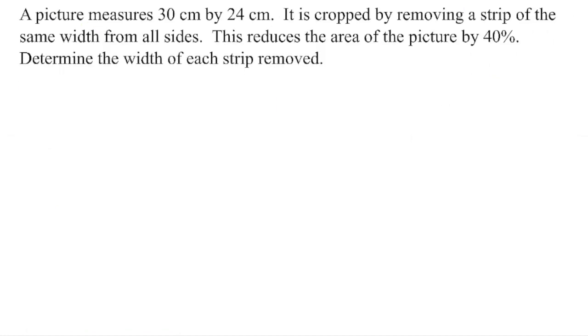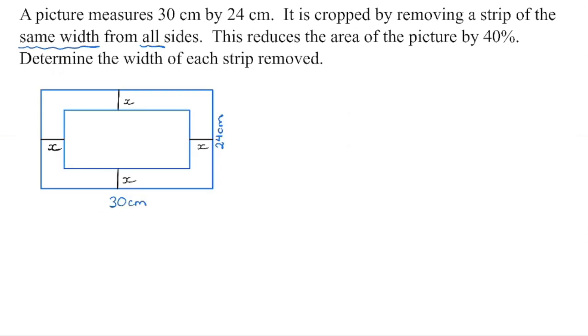The last thing we're going to do is an application question. So we're given the dimensions of a picture, and we're told that we're going to crop that picture by removing the same width from all sides. The first thing I want to do is sketch this out to see what's happening here. So I've got my original picture, and if I'm cropping it, I'm going to use the same variable to indicate that that is the amount that we're removing. And we're also told that it's going to reduce the area by 40%.